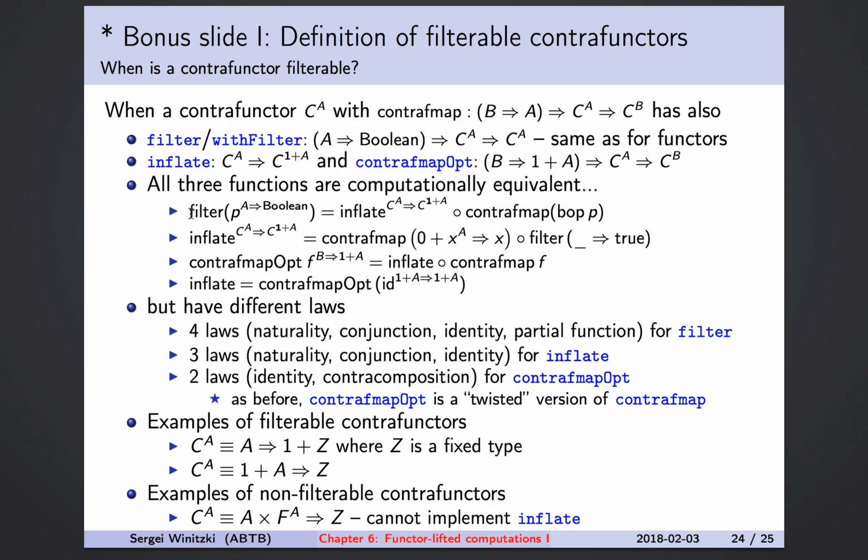All these functions are computationally equivalent. You can express each of them through any other. So, for example, filter through inflate. Contra fmap is standard for contrafunctor. So if you have a contrafunctor, you can express filter through inflate, inflate through filter, contra fmapOpt through inflate, inflate through contra fmapOpt, in very much the same way as we expressed them for functors. They have different laws. 4 laws for filter, 3 laws for inflate, 2 laws for contra fmapOpt. And as before, contra fmapOpt is just kind of a twisted lifting.